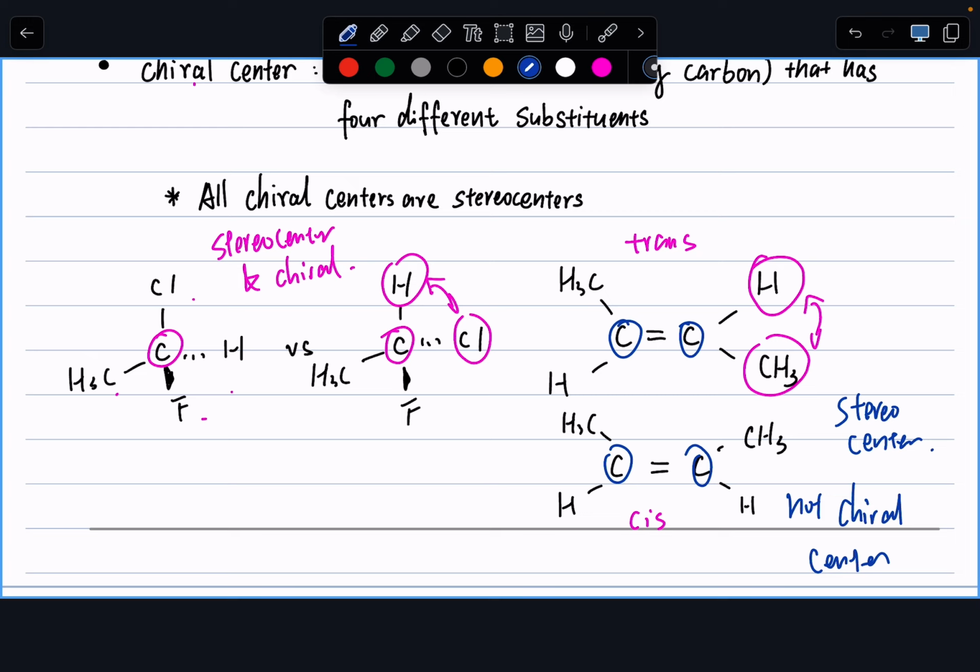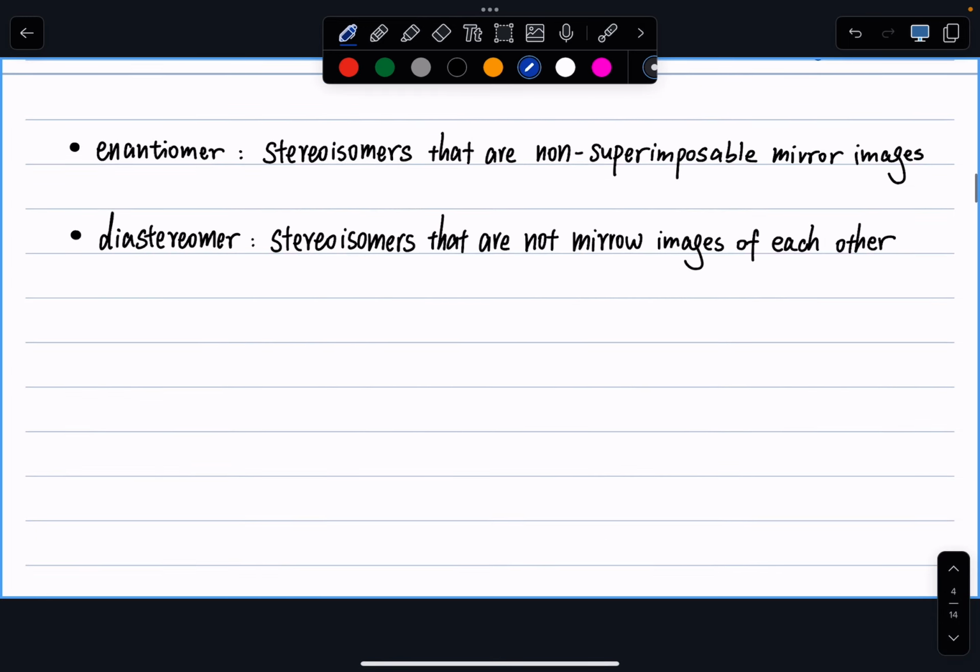The purpose of this entire part is to clear up some of the terminology. We start by looking at constitutional isomer versus stereoisomer, and then also stereocenter versus chiral center. Another pair that we want to talk about is enantiomer versus diastereomer.